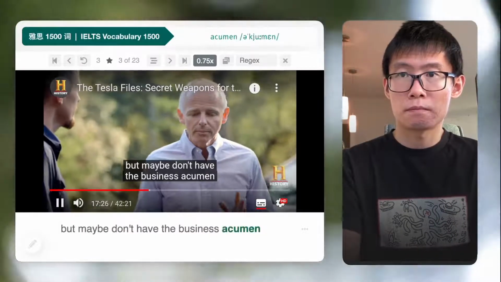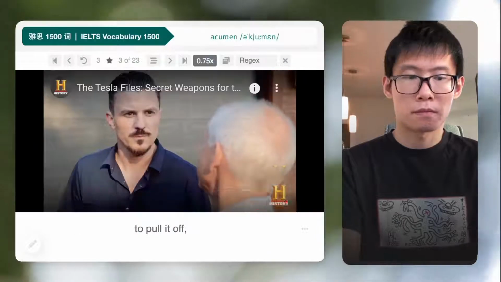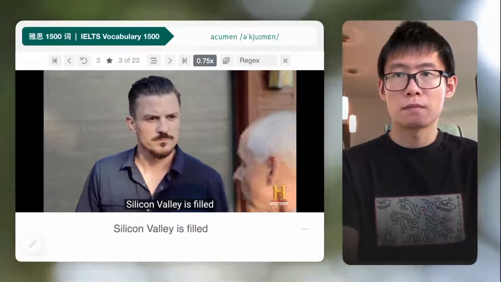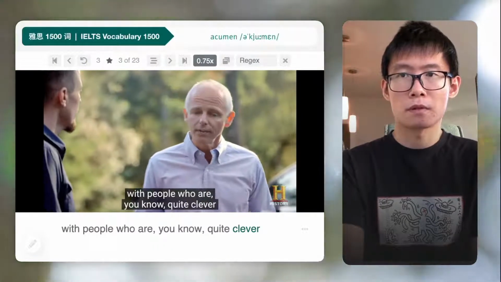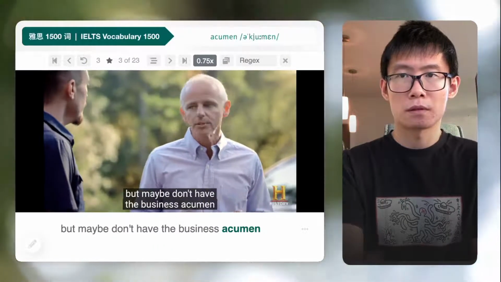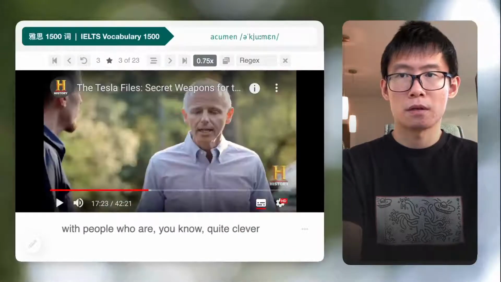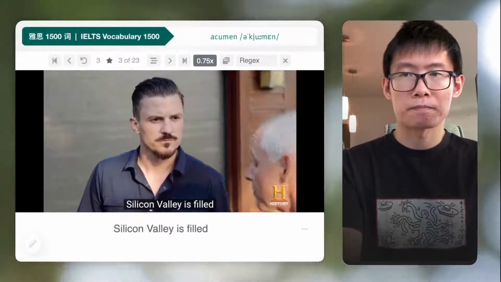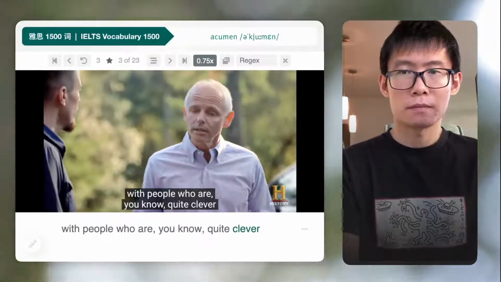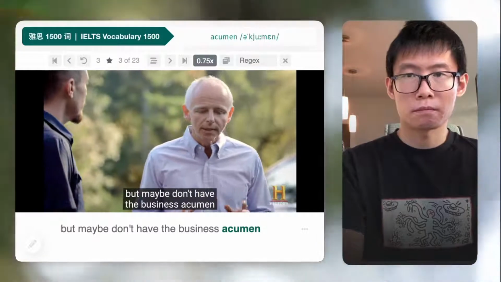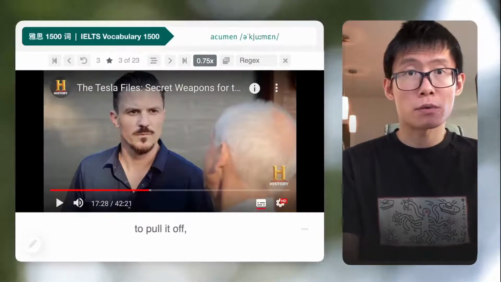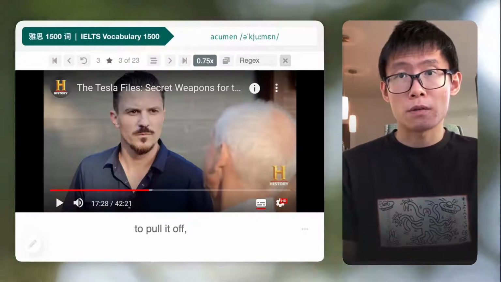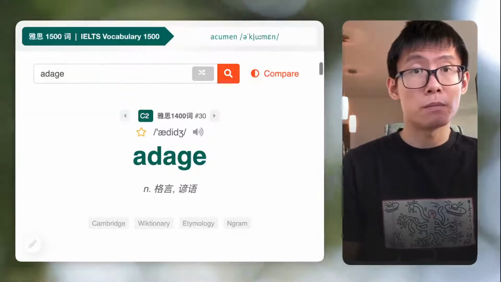Silicon Valley is filled with people who are quite clever, but maybe don't have the business acumen to pull it off. So that's the problem with Silicon Valley, not having enough business acumen. All right, so that is acumen, especially with business acumen.